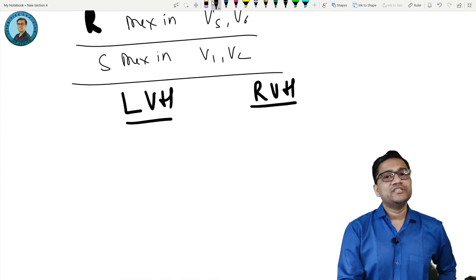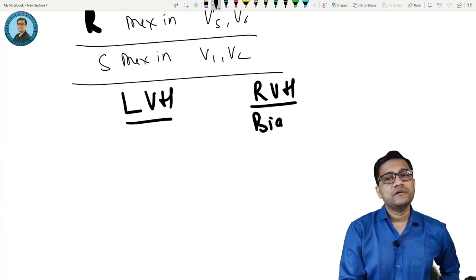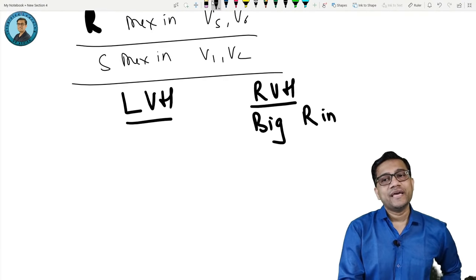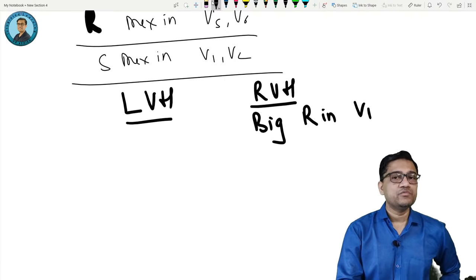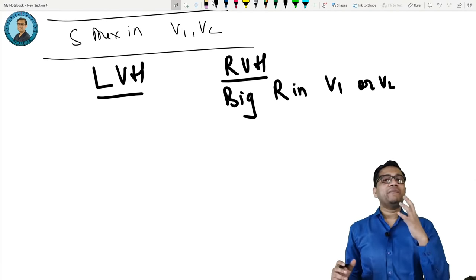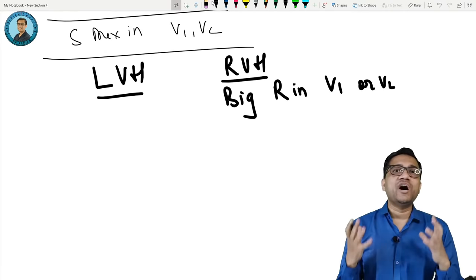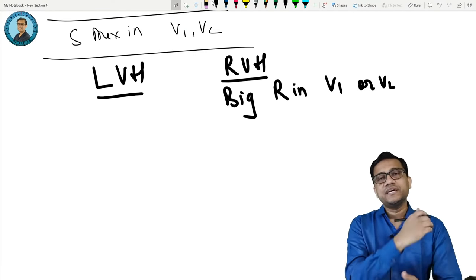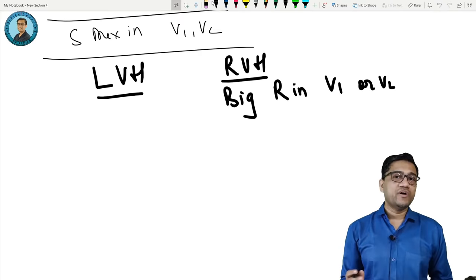In RVH, there would be what? A big R in V1 or maybe V2. Clear? So if you see a bigger R in V1, which ventricle has now acquired more size? The answer is the right ventricle. Okay, so that is one criterion.